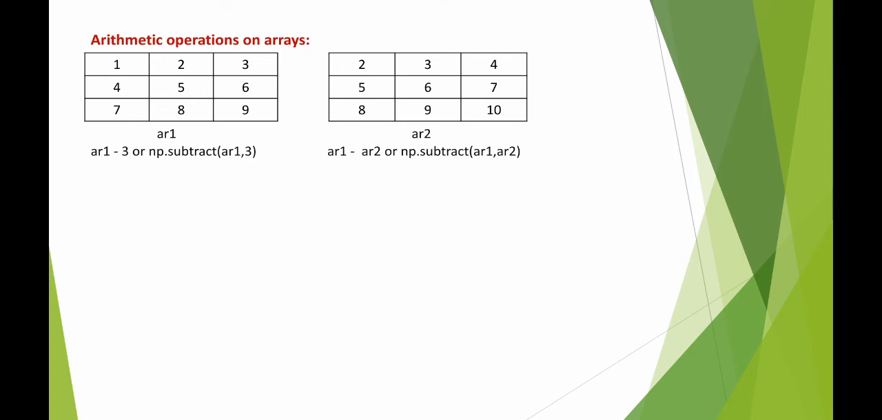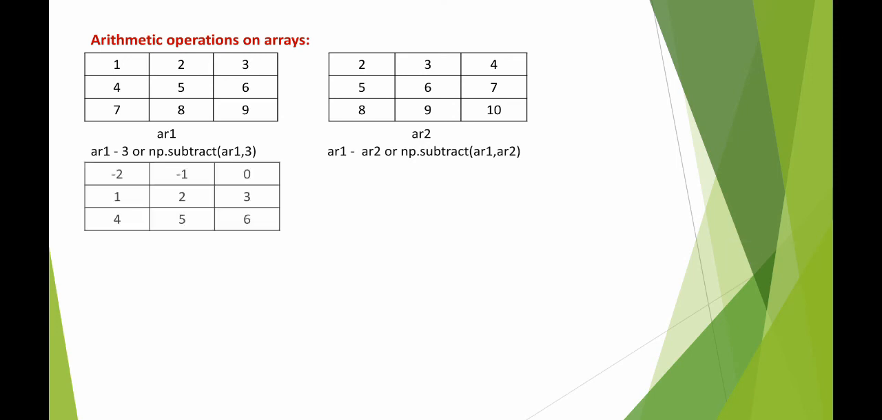You can see, if we do this, what will happen is ar1 is to be subtracted by 3, so 1 minus 3 will yield minus 2, 2 minus 3 will yield minus 1, 3 minus 3 will yield 0. Accordingly the output will be somewhat like this. You can see 1 has been subtracted by 3, the answer is minus 2. 2 minus 3 is minus 1. 3 minus 3 is 0. 4 minus 3 is equal to 1. 5 minus 3 is equal to 2. Similarly, the rest of the elements have been operated.